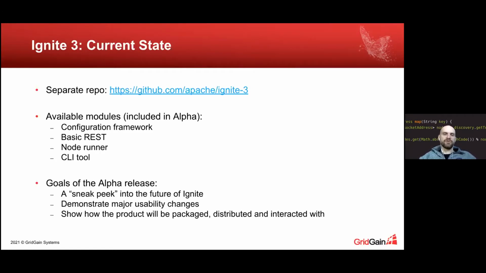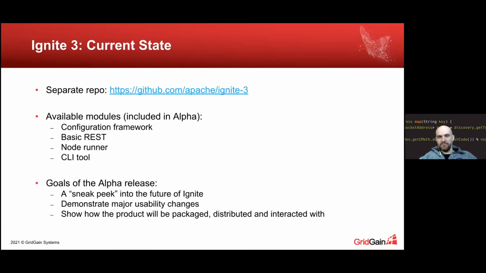And finally, and probably the most important, is the CLI tool. This is a cornerstone of the usability improvements that we're trying to make in Ignite 3.0. The idea behind the CLI tool is that it will be a single entry point for everything related to Ignite.